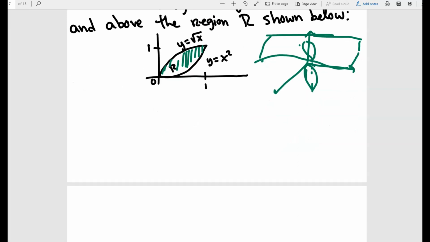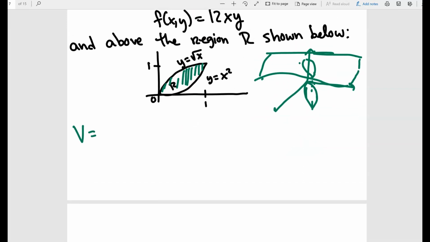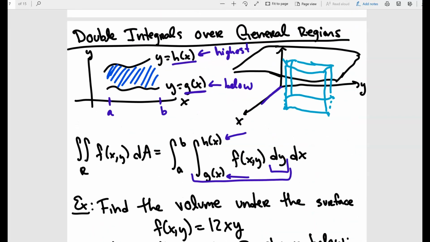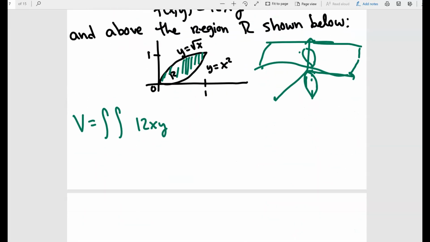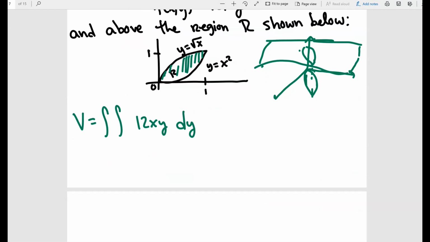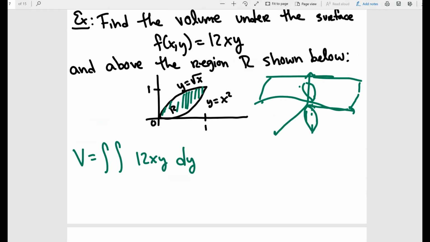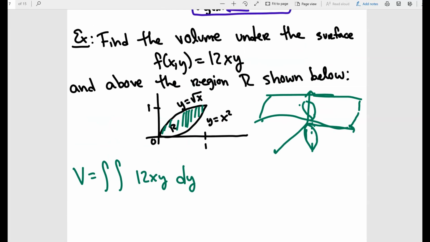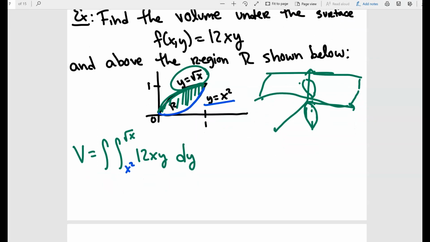Okay, so how do you do this? Well, let's first start off with setting up my integral. So the volume is going to be equal to the double integral of 12xy. Now the way that we wrote it was that we wanted the y to go in the front, so dy is going to be the front. Now, what's going to be in the limits of integration with y? Well, which one is it? Remember, it's always going to be the highest on the top. So the highest is going to be y equals square root of x, because that graph is directly above it. So square root of x is going to be up here, and the one below it is whatever's on the bottom, which in this case is y equals x squared. So x squared is going to be on the bottom.